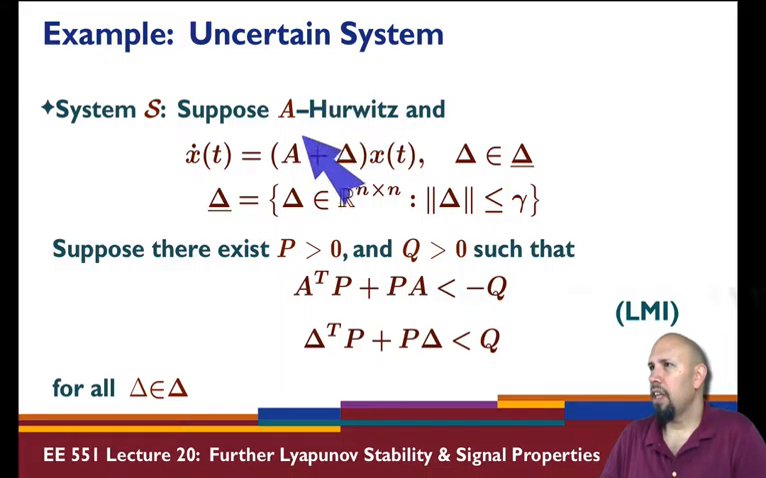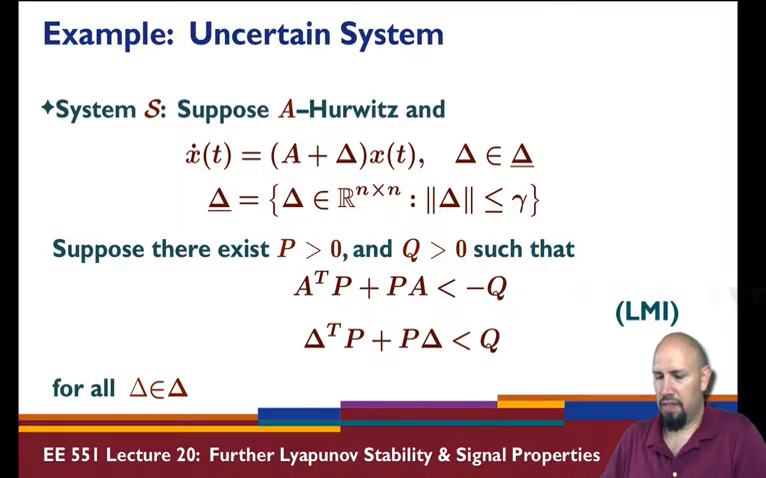Suppose now that A is Hurwitz, but our actual A matrix is perturbed by some delta, where delta is in some set. For example, the set can be the set of real n by n matrices with norm less than or equal to some number gamma. So that's the uncertainty set. And suppose now there exists positive definite P and Q such that this inequality holds for the deltas.